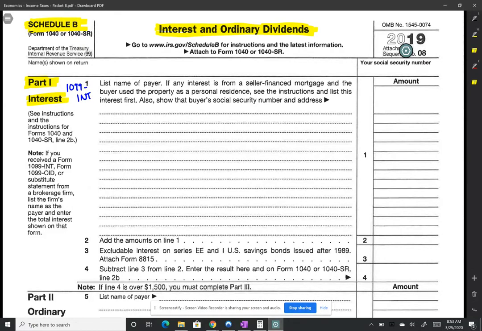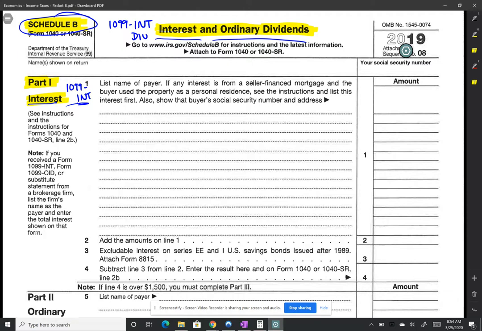So Schedule B is going to be covering interest and ordinary dividends. So we're going to be looking at our 1099s, both INT and DIV. In this first section, though, it's asking for interest, so we're going to be looking at the 1099 INT.